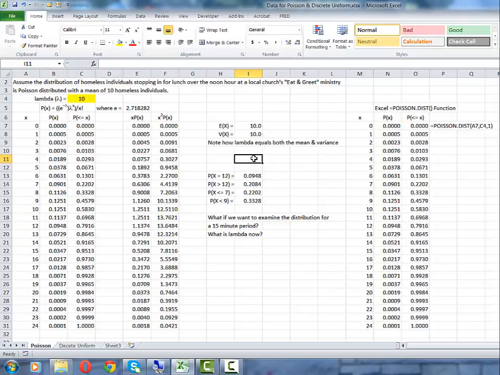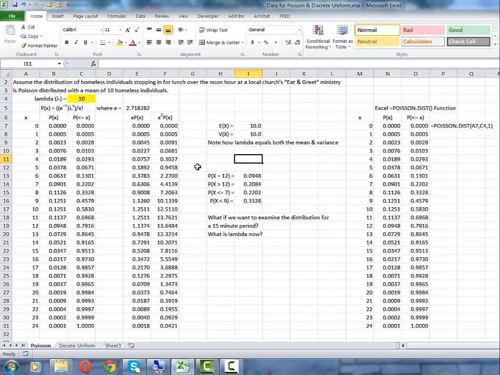Okay? And so then what will happen sometimes is you might look at maybe a different time period. So we may say, well, okay, what's the probability that 7 homeless individuals will come in the next, so we're at the noon hour, what's the probability 7 will come in the next 15 minutes?